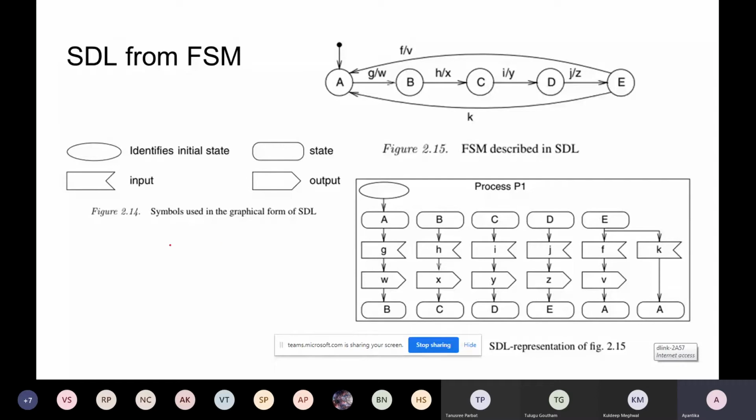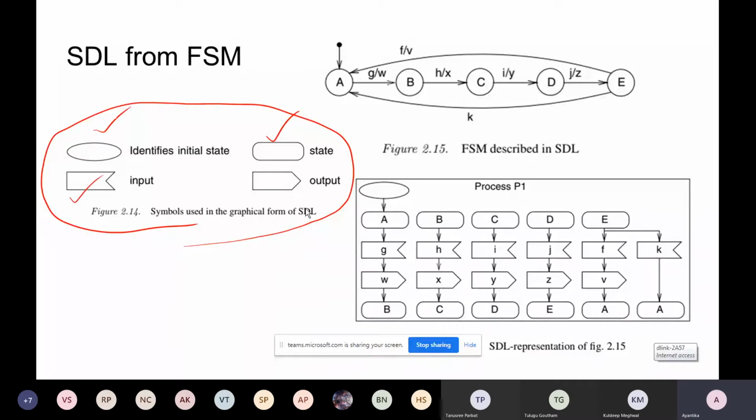It is again based on some typical symbols. You can see here, the state will be represented by this symbol. This is the initial state, this is the input state, and this is the output state. Now we understand whenever we have some FSM specification, how we can translate that to some FSM. Now we will see how this FSM can be mapped to some SDL language. So here, this is the initial state.